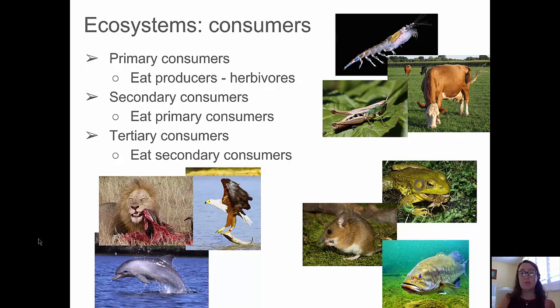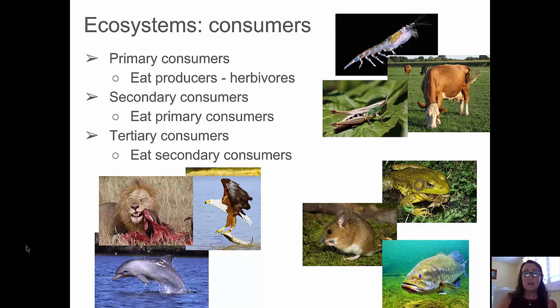So we have things like herbivores, shown here by the grasshopper who's eating the leaf, the cow who's eating the grass, and plankton that eat algae. The next level is secondary consumers. Secondary consumers eat primary consumers. So here we see the frog eating the insect, we see the mouse eating a small insect, and we see a fish.